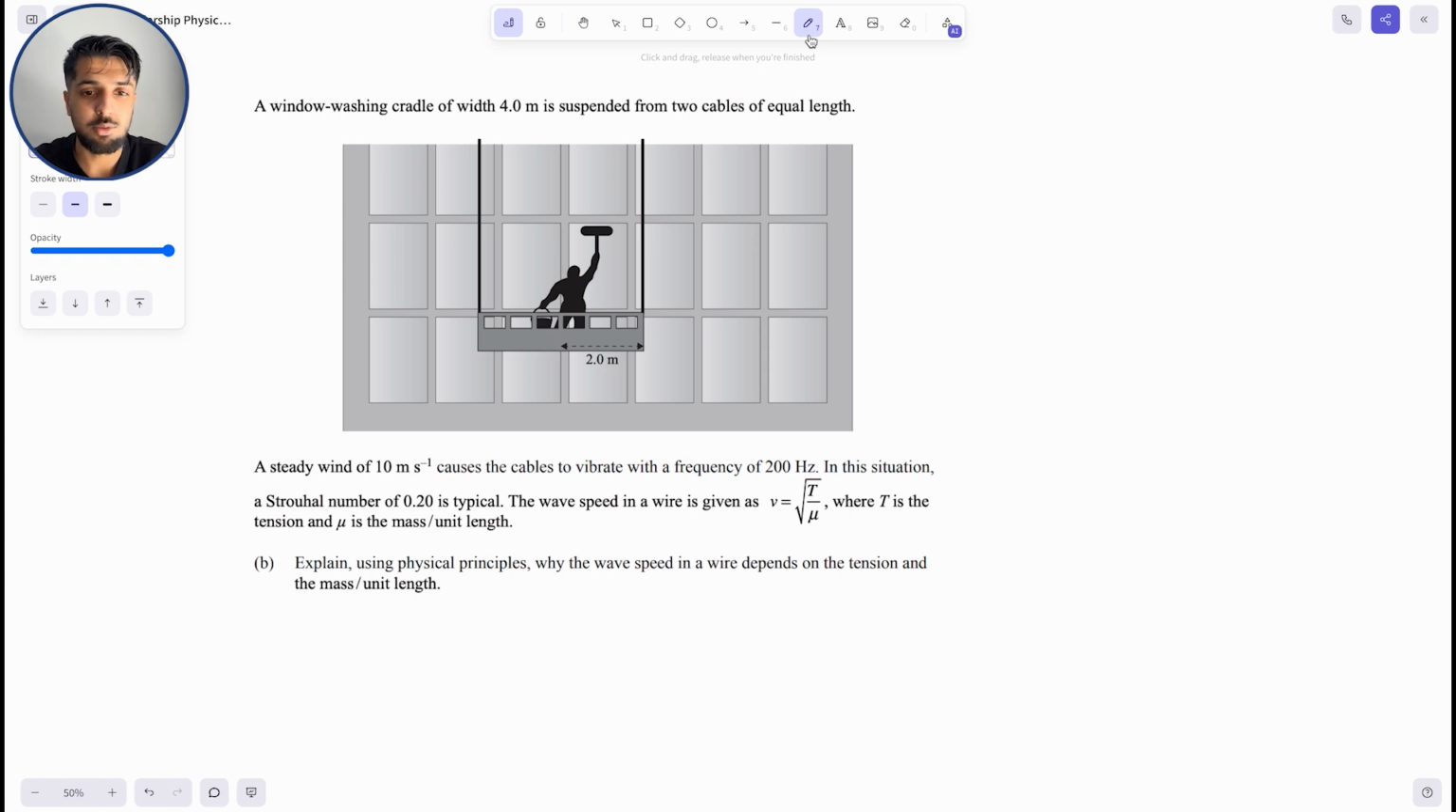Explain using physics principles why the wave speed in the wire depends on the tension and the mass per unit length. Okay, so first off, the tension is the force which the particles experience, and therefore, due to Newton's second law, they are going to accelerate and move faster, and therefore the wave will move faster, so the wave speed increases. Also, if the mass per unit length decreases, there's going to be less mass per unit of length, and therefore, due to Newton's second law again, there's going to be more acceleration, and therefore the wave speed will increase again. And so we can write that in.